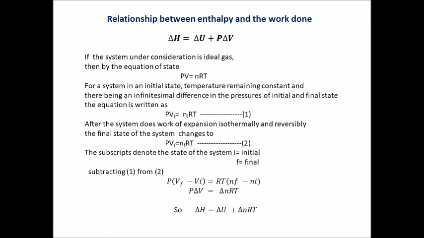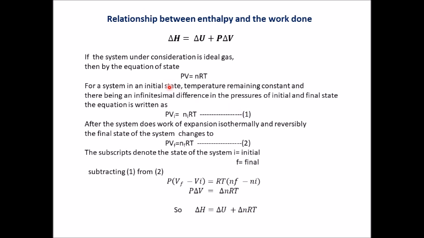So here we are going to study now the relationship between enthalpy and the work done. Delta H is the enthalpy change, delta U is the internal energy change, P delta V is the work done. So we know by definition that H is equal to U plus PV, or delta H is equal to delta U plus P delta V. We consider delta H because we cannot measure the absolute value of enthalpy H.